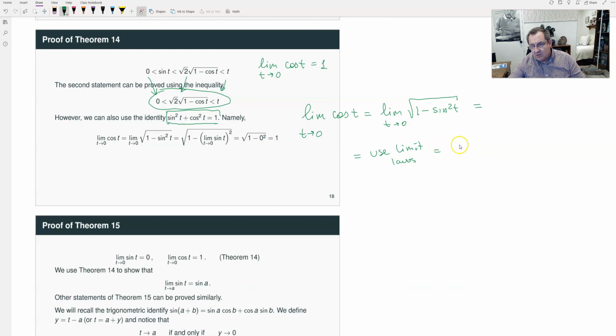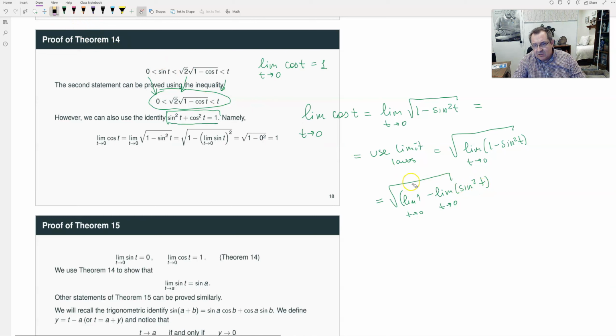So in particular, the limit of a square root is the square root of the limit. So I can put the limit inside. Limit as t goes to 0 of 1 minus sine squared t. Okay, very good. Then I can distribute the limit in. I can say that is equal to the limit of 1 as t goes to 0, which is trivial, it's just 1, but nevertheless, we distribute the limit. And the second term will be the limit of sine squared t.